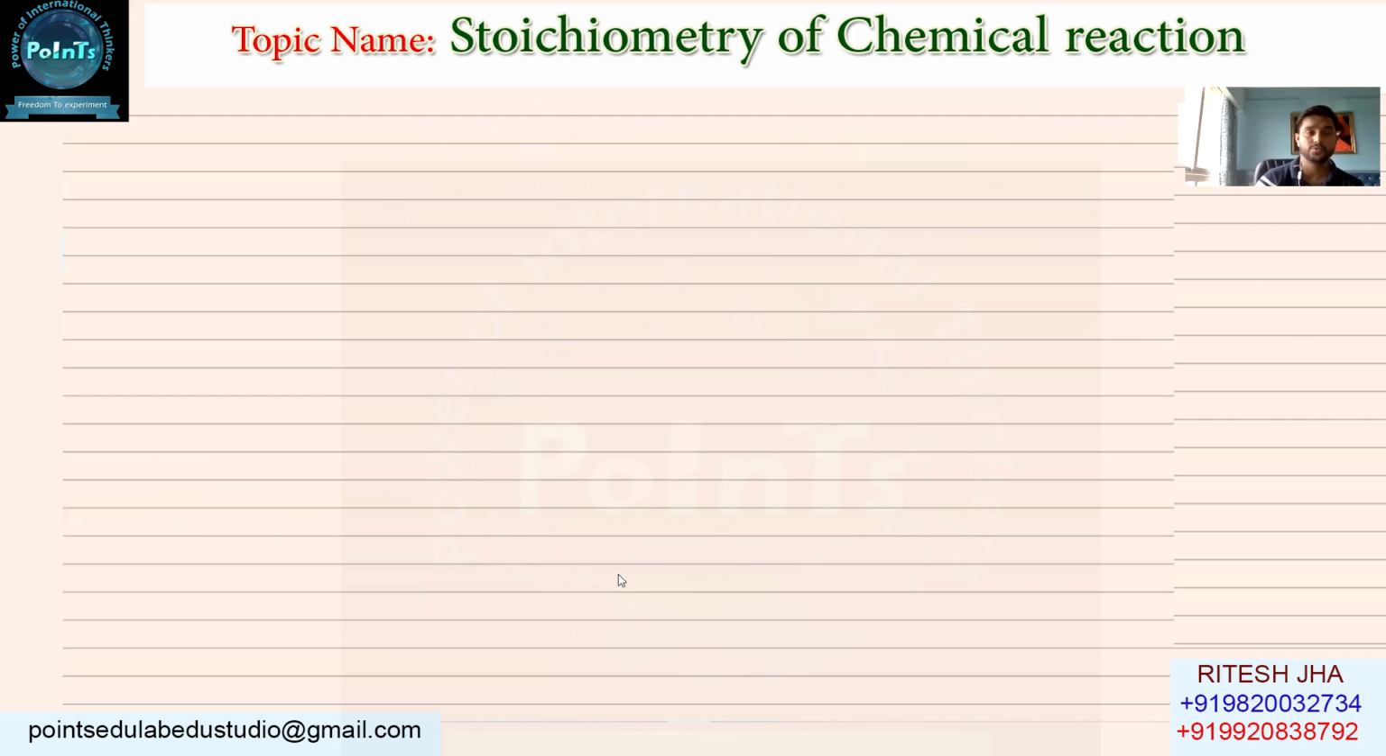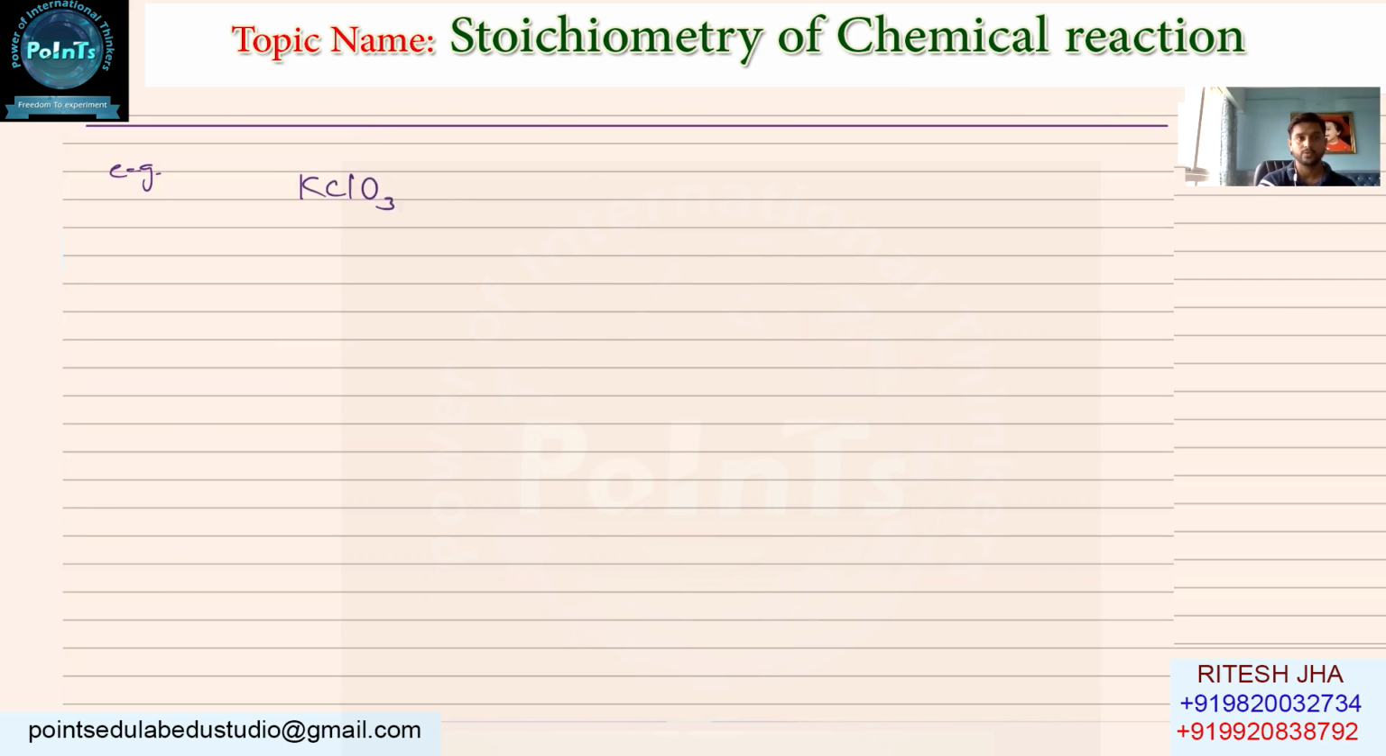Suppose here I'm giving an example. For example, I have 2KClO3 giving you 2KCl plus 3O2. Now this is a balanced chemical equation. The question comes: let's say this is 24.5 gram. How many grams of this will be produced, and how many dm cube of this will be produced? That is the question.